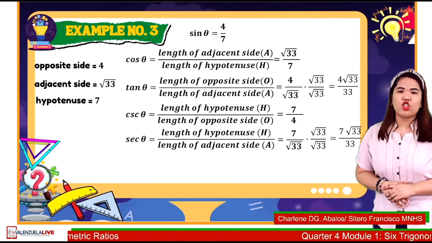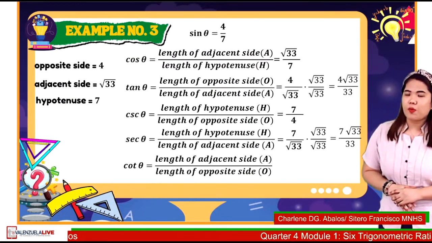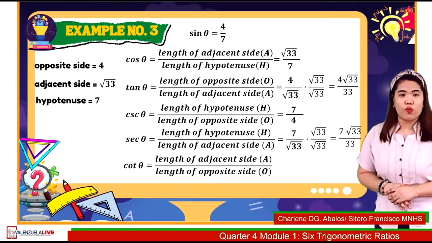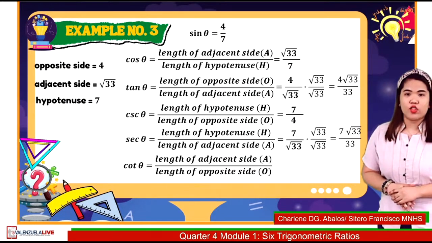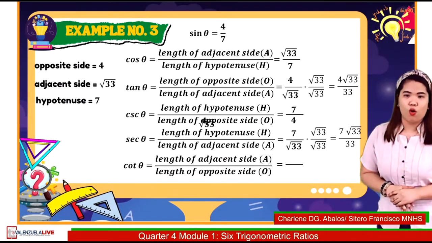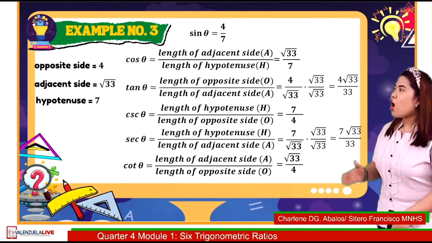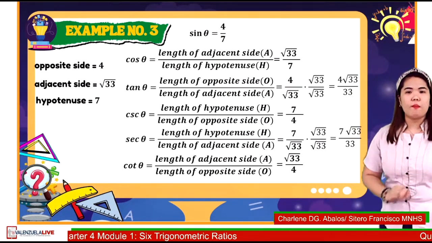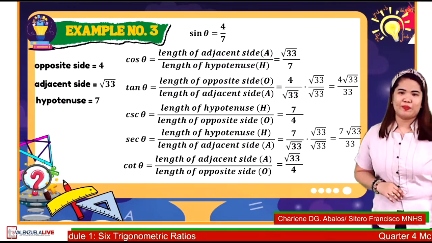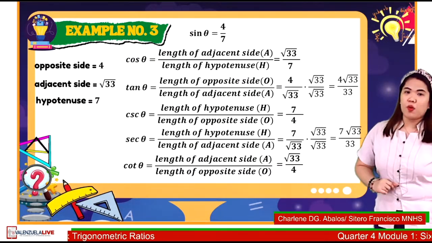Lastly, for cotangent theta, get the reciprocal of tangent ratio. So it will be square root of 33 over 4. These are the remaining trigonometric ratios. Another problem.